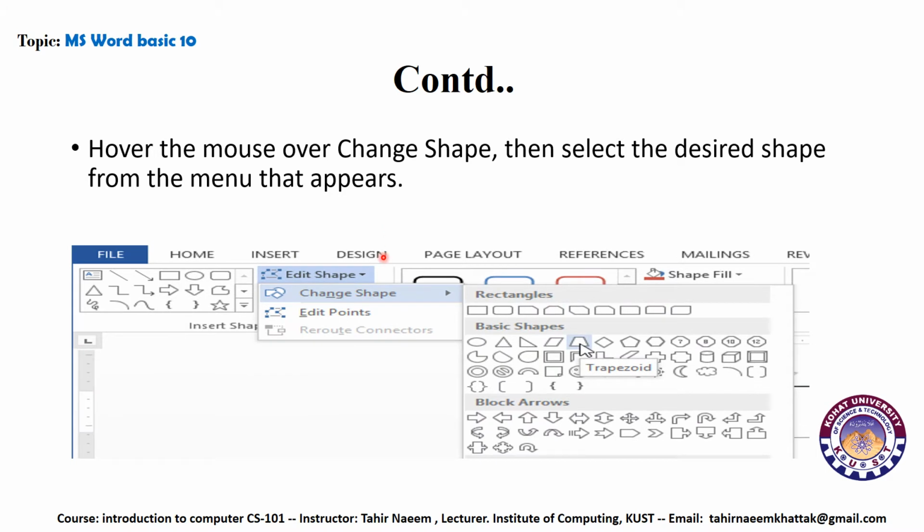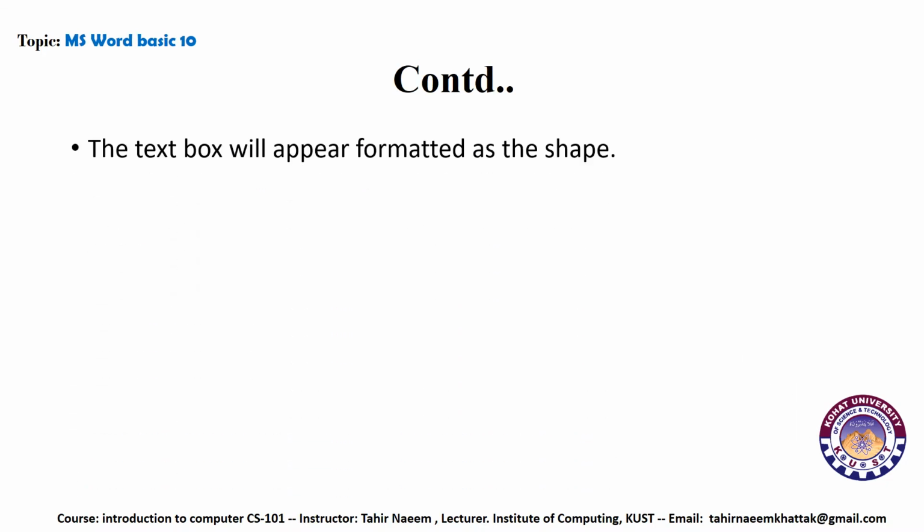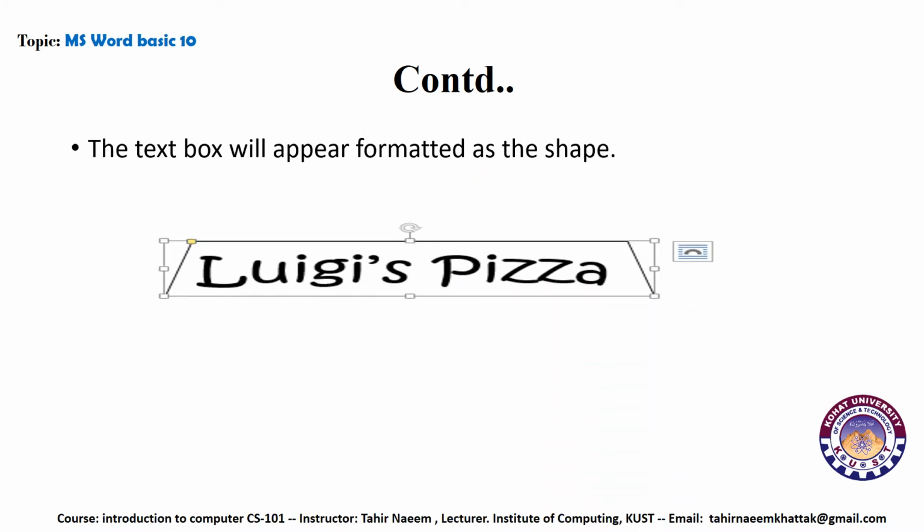So as you can see, we will go to the Edit menu, and here we are going to change the shape. As you can see, there are different kinds of shapes available to us, and we can select one of them. The text box will appear formatted in the shape, as you can see here.